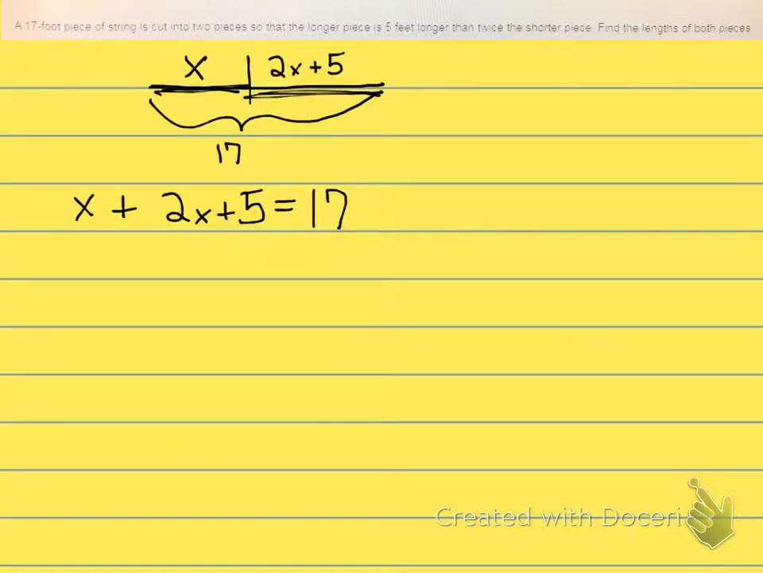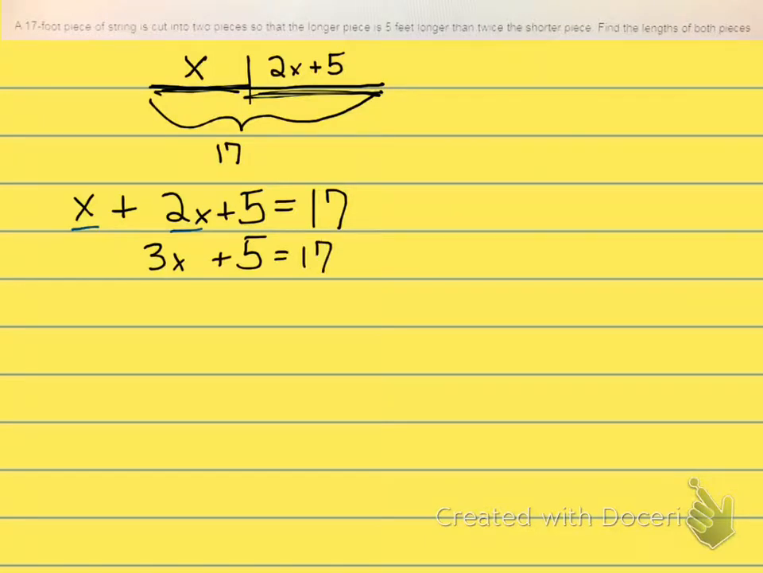And now you see, I don't even have to look at any of this. Don't even worry about that. I have an equation right here that I need to solve. So let's go ahead and solve the equation. First thing I need to do is put together my like terms. Combine like terms. X plus 2x is 3x.